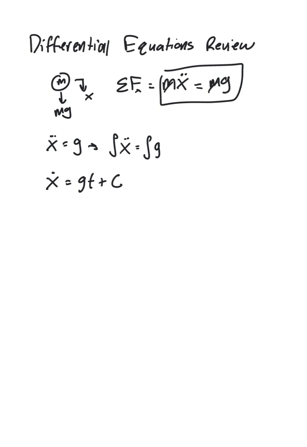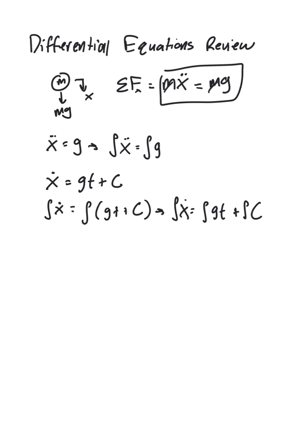but what if we wanted to do position? Well, again, we can integrate this. We'll have the integral of x dot is equal to the integral of gt plus capital C. We can distribute that integral in, and then we're going to get the integral of x dot is equal to the integral of gt plus the integral of capital C, and these integrals are with respect to time.